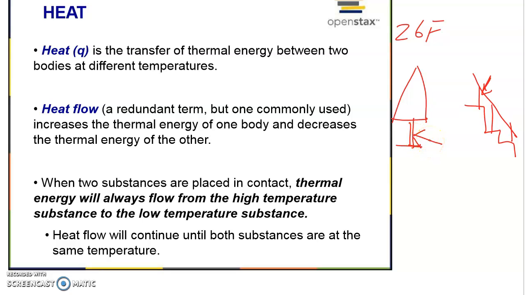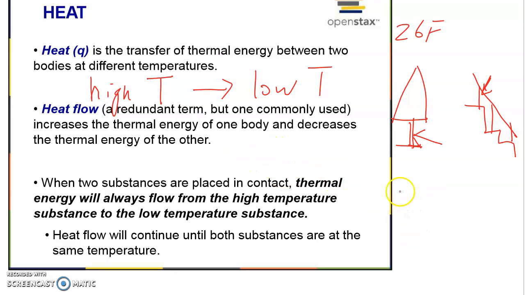So what is heat? Heat is the transfer of thermal energy between two bodies at a different temperature. That means heat must always be transferring from high temperature to low temperature. Okay, so let me give you a better understanding about heat.